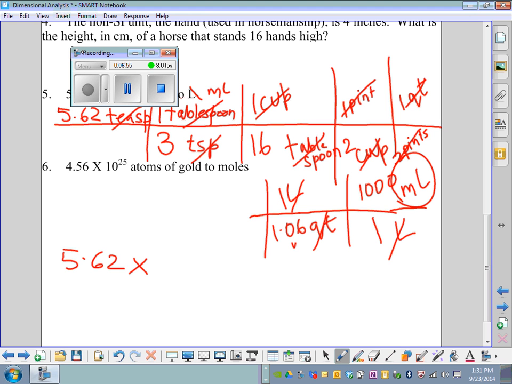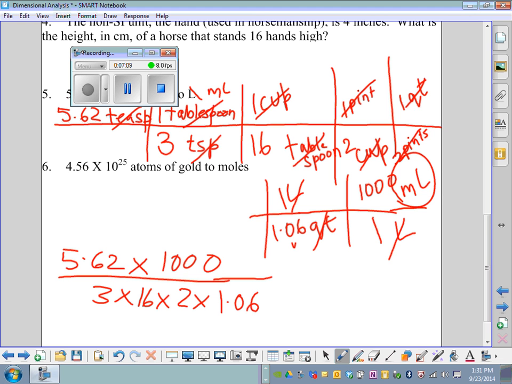5.62 times. I'm not going to write all this one, guys. It's going to be the same, right? Times 1, and then it's times 1000. Is that right? Divided by 3 times 16 times, is that 2 times 1.06. All numbers in the denominator should be multiplied. All numbers in the numerator should be multiplied. And then you divide the numerator by the denominator.